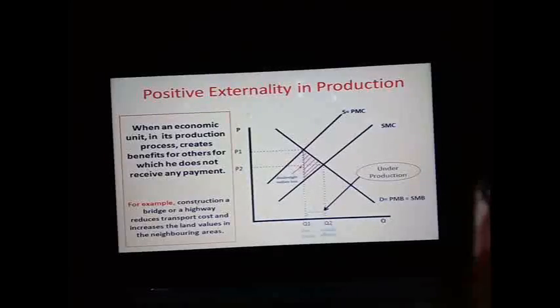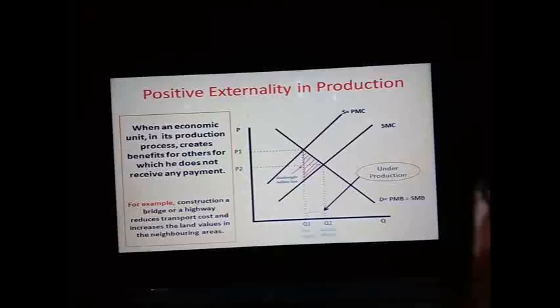Now, how does the presence of externality lead to market failure? For that we have four parts: positive externality in production, negative externality in production, and then we'll discuss positive externality in consumption and negative externality in consumption. Positive externality in production is when an economic unit, here the producer, in its production process creates benefits for others for which he does not receive any payment. Then he is generating a positive externality.